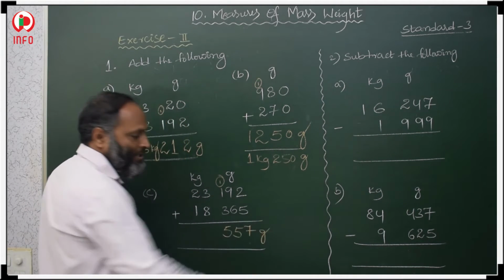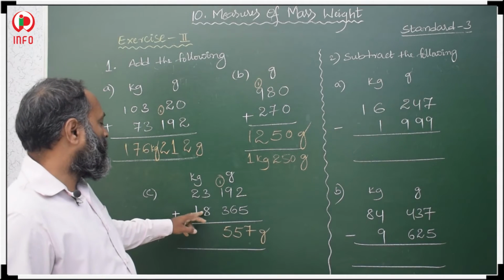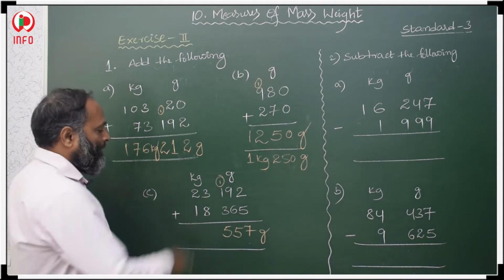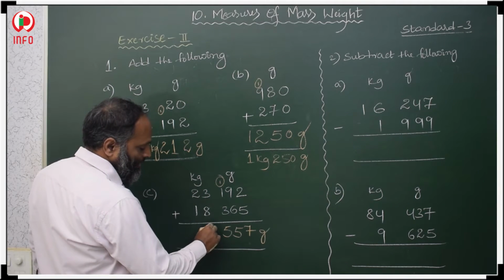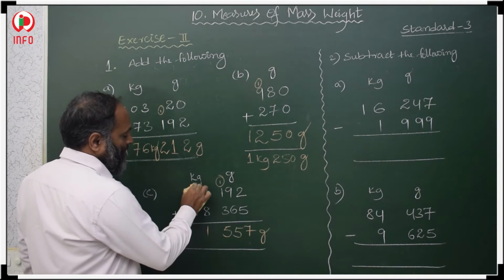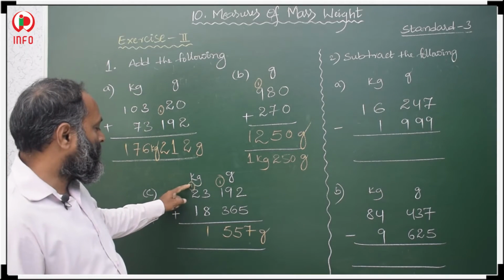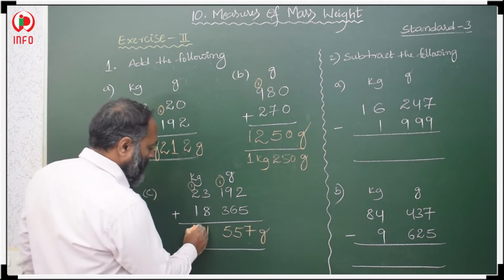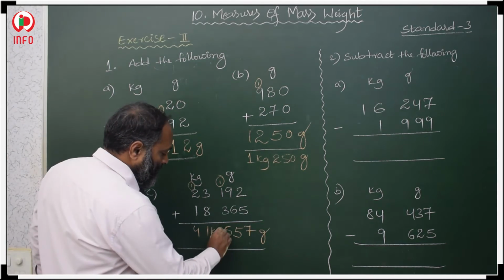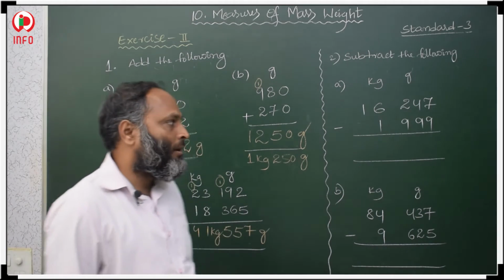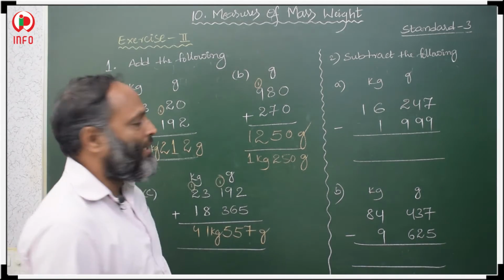557 grams. This is our gram part. Now kgs: 8 plus 3, 8, 9, 10, 11. 11 in kgs in ones place, 11 means 1 in ones place, and 1 we have to take as carry over on tens place. 2 plus 1, 3, 3 plus 1, 4. 41 kg 557 grams. Okay. So this is our addition part in exercise 2.